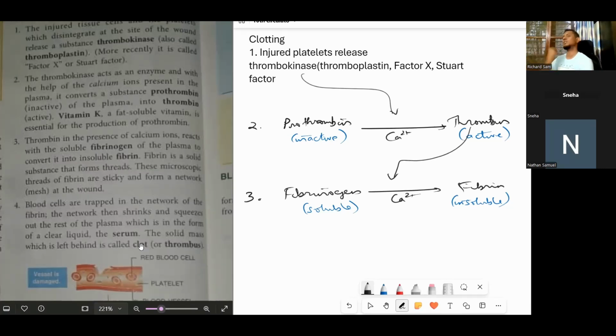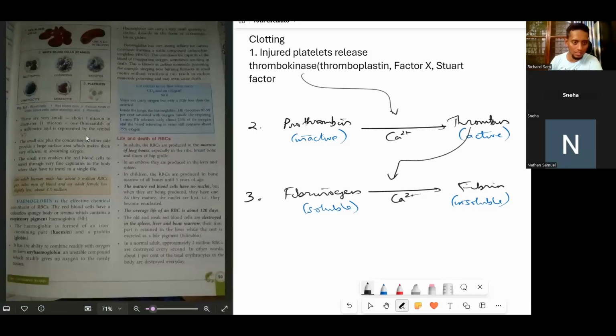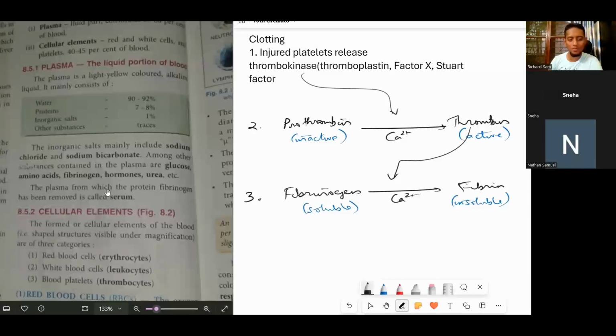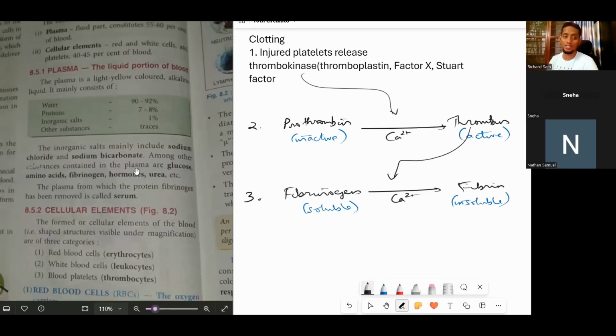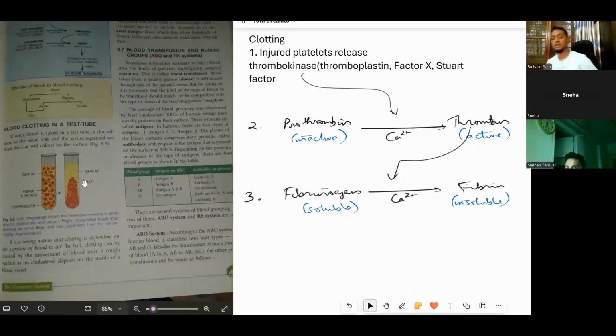Serum is, if you take out all the soluble substances from the plasma, you get serum. We saw serum in the last class, I think. What is serum? The plasma from which all the protein fibrinogen has been removed is called serum. So only serum comes out. After you get a clot, you will see some clear liquid outside. That is the serum. Serum is almost transparent. Plasma is slightly yellowish in color. Done?